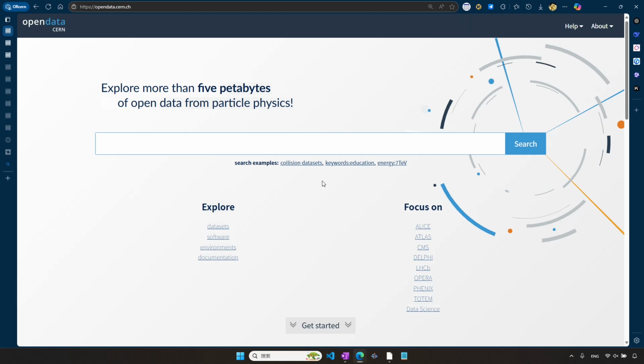We can choose one of them, and I choose the CMS group. CMS stands for the Compact Muon Solenoid. It's a big group at CERN, and it has already provided a lot of data and content that can be explored through OpenScience. So we can use this website as a good start.